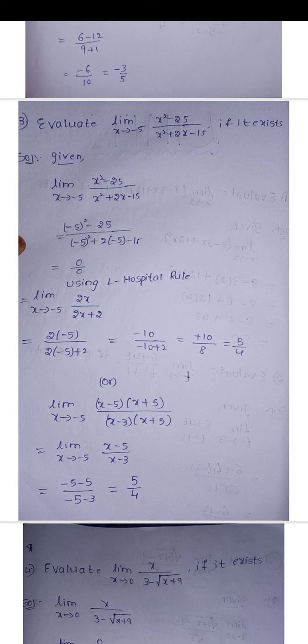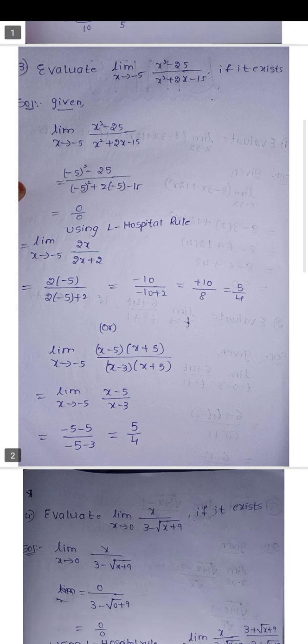Next we have to apply the limits. In place of x we substitute minus 5. 2 into minus 5 by 2 into minus 5 plus 2, which is minus 10 by minus 10 plus 2, which is 10 by 8, which is 5 by 4. So in this way we can solve this problem.